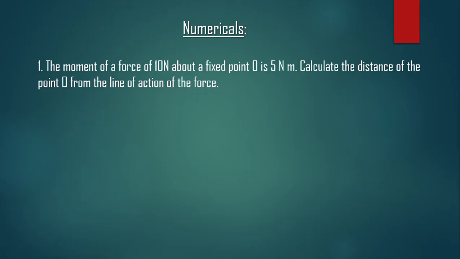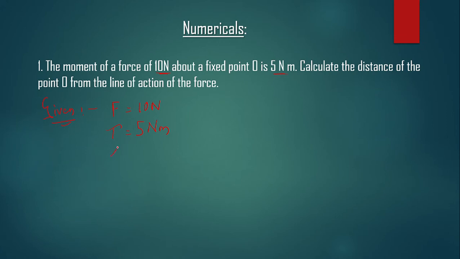Alright, so let's start with numerical one. First we'll note down what has been given to us. Force is 10 Newton, and the moment of force of 10 Newton about a fixed point O is 5 Newton meter. We know the unit of torque is Newton meter. This is the torque that has been given to you. Calculate the distance of point O.